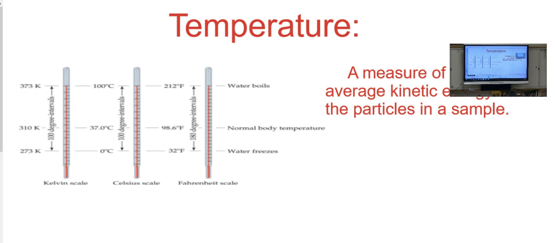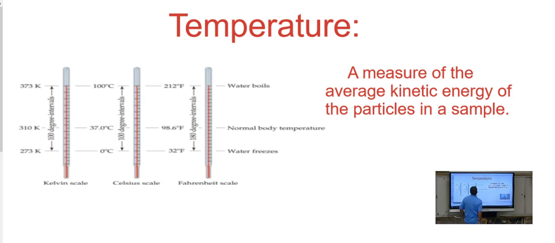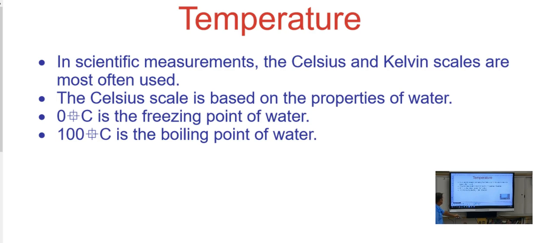All right, we'll come back to that in a minute because these are just out of order, but no one really cares. All right, so the next thing we're going to talk about is just temperature. The standard definition of temperature is that it's the measure of the average kinetic energy of the particles in a sample. Pretty simple. In scientific measurements, the Celsius and Kelvin scales are most often used.